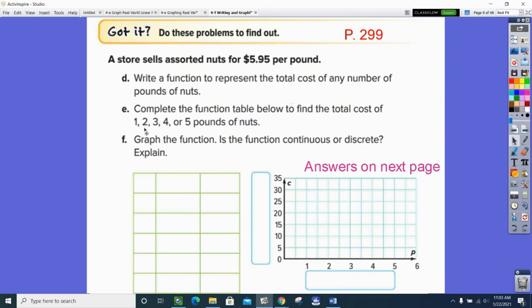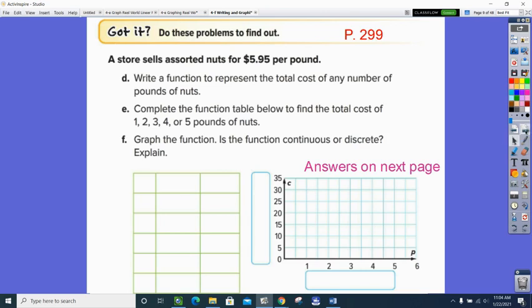They're already telling you that they want you to use the inputs of 1, 2, 3, 4, 5 pounds of nuts. They want you to do the math in the table, and then they want you to graph it over here. They very nicely already set up the table for you, of course, without a title. You're going to put your labels and finish this one off. The Ed puzzle is going to stop for you to be able to do some of this, walk through some questions with me, and then we'll come back and check it.